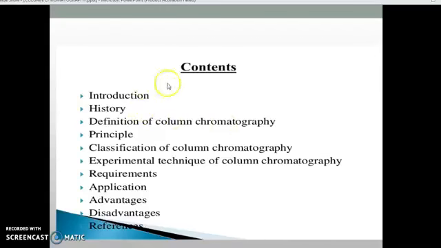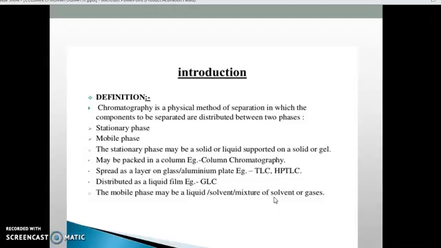In this way, our column chromatography lecture contains the introduction, history, then definition, principle and classification. Then, what experimental techniques we need for column chromatography, what requirements we need to perform it, and the applications, advantages, disadvantages and references.